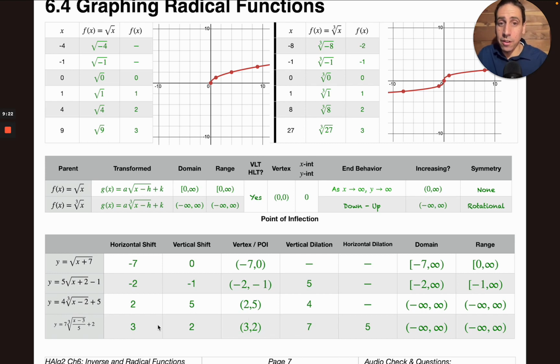It also has a vertical dilation, 7. It's going to be 7 times as steep. And the horizontal dilation is 5, because I got that from the number that's being divided right here, 5. Domain and range are unaffected.